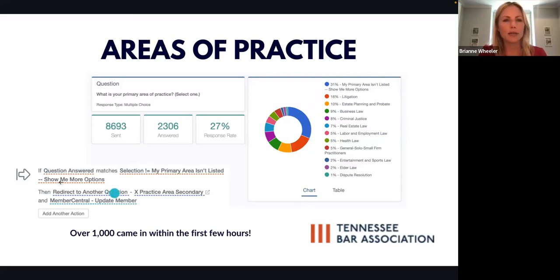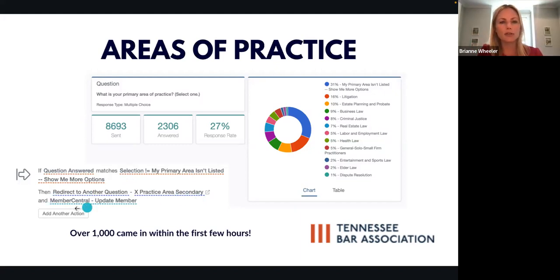And then I wanted to show you here, and by the way, this is in the PropFuel platform that this question went out. And the workflow on the back end, the action on it, was, for example, if my primary isn't listed, show me more options, we redirected them to another question. So they say, okay, fill it in for us. Tell us how you're practicing.